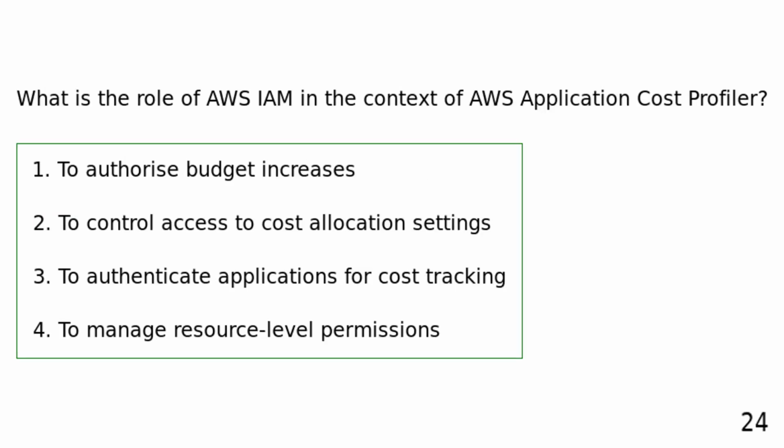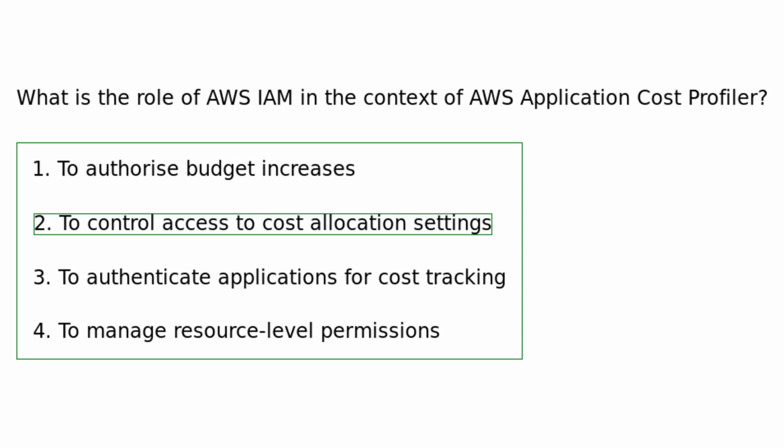What is the role of AWS IAM in the context of AWS Application Cost Profiler? To authorize budget increases. To control access to cost allocation settings. To authenticate applications for cost tracking. To manage resource-level permissions. AWS IAM is used to control access to AWS Application Cost Profiler settings, ensuring that only authorized personnel can view or modify cost allocation rules.